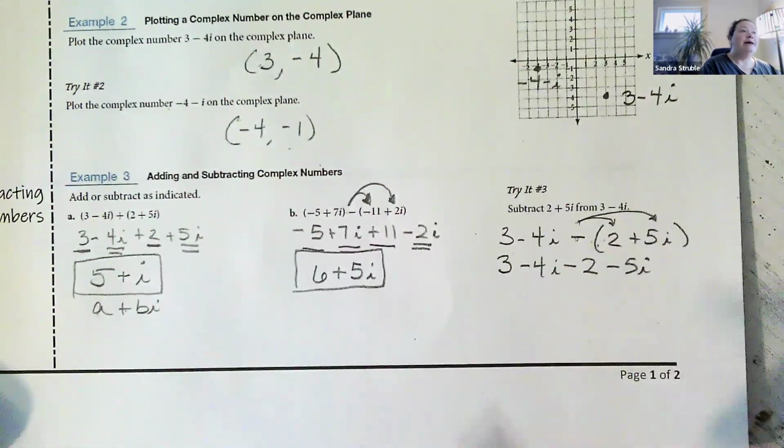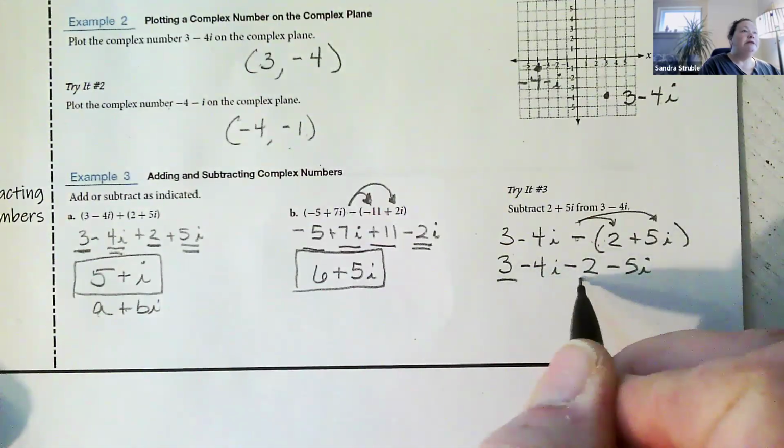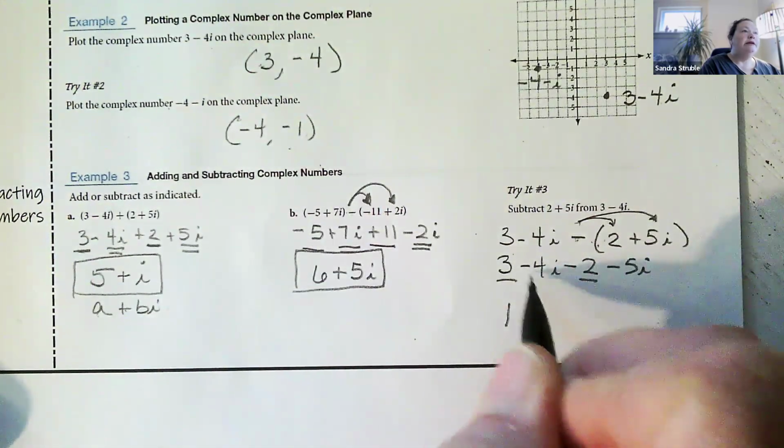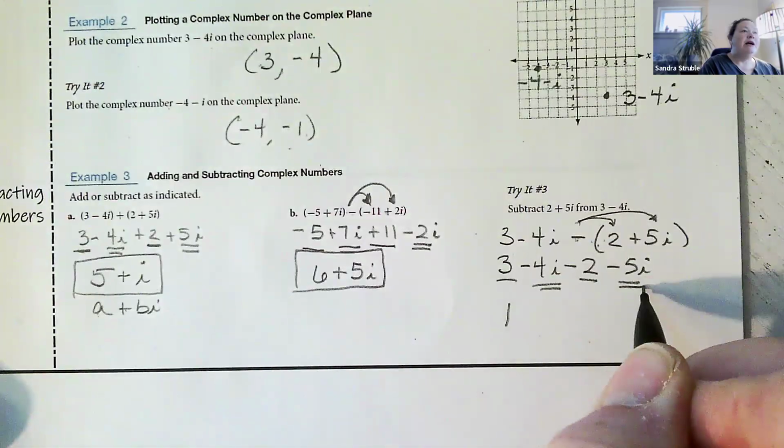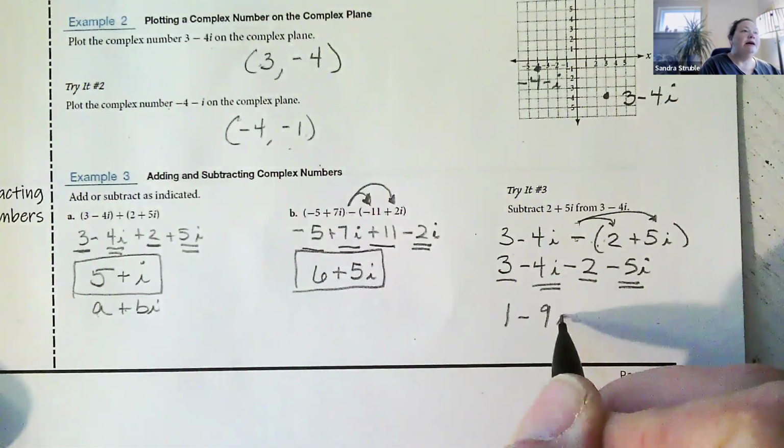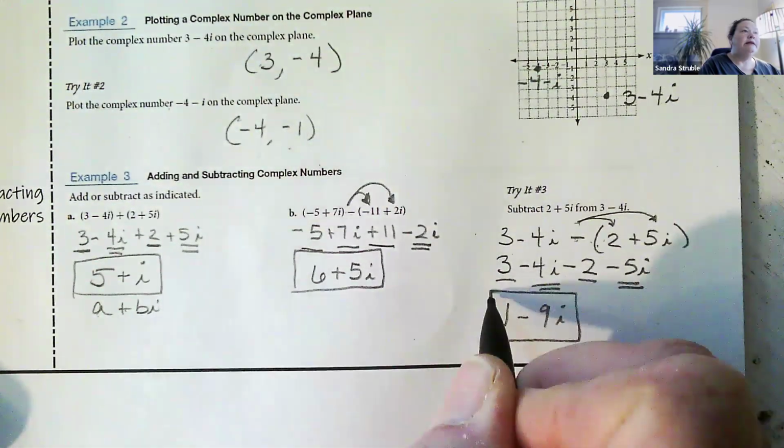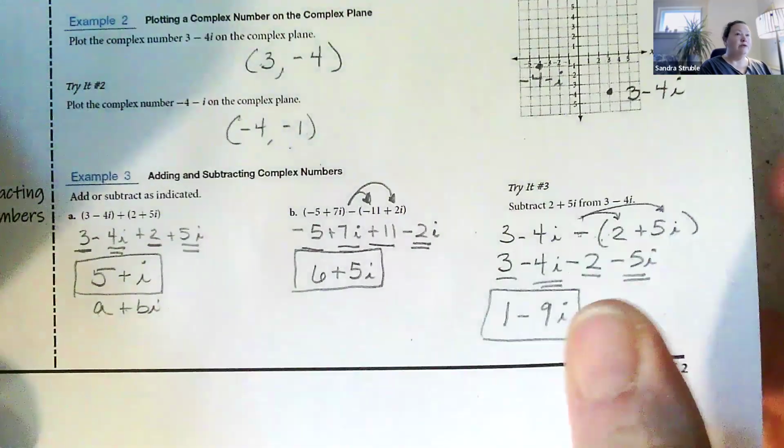Now we just combine like terms. 3 minus 2 is 1. Negative 4i minus 5i is negative 9i. Again, in a plus bi format. That is going to be required on the exam.